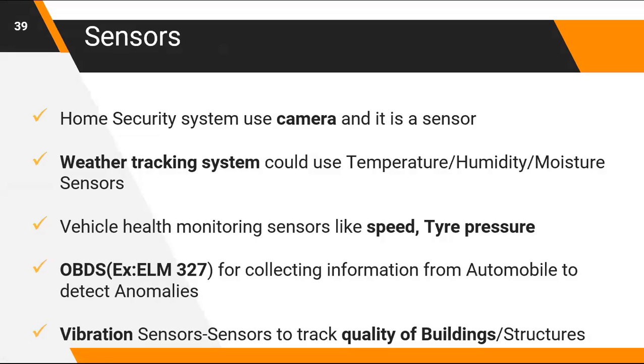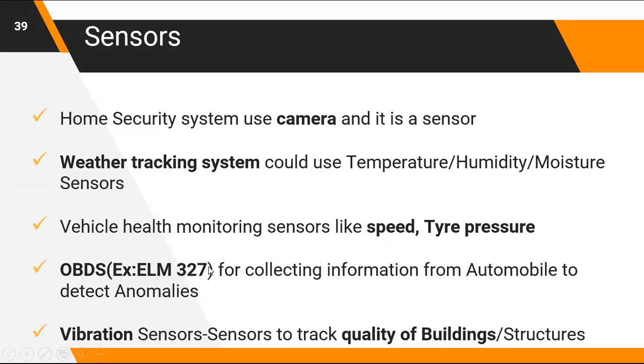So this is my overview about some sensors. See, for your home security system, you are using a camera, right? We call it a sensor. Similarly, if you take any weather tracking system, we'll be using three kinds of sensors: one is temperature, second is humidity, and third is moisture sensor.